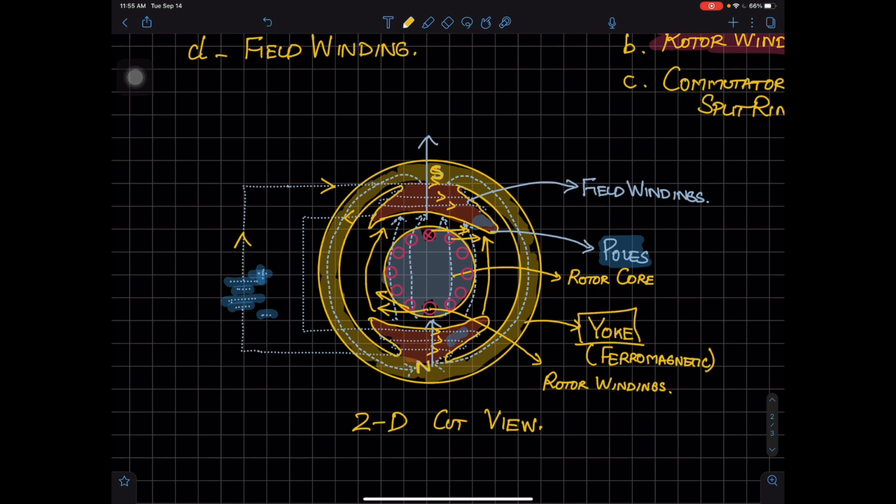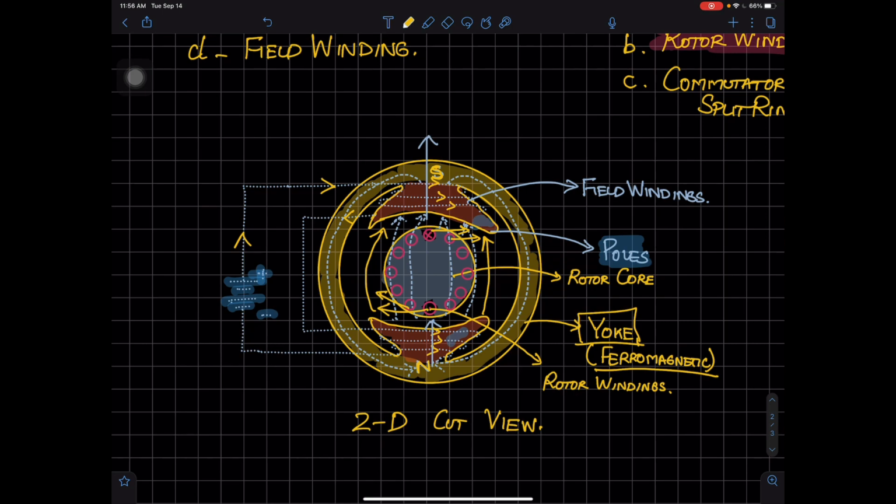So this means that magnetic flux has to travel through some good material, and that material has to be ferromagnetic in nature. So this yellow portion, the outer covering of your machine, which is again stationary, is called the yoke. The yoke is a very important integral part of your machine. If the yoke is not there, the flux path cannot be complete.